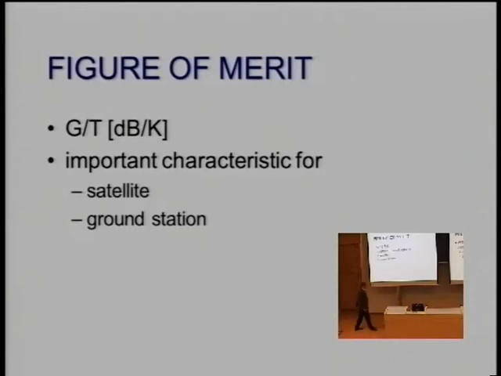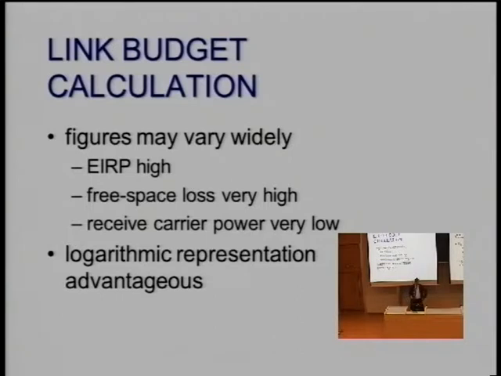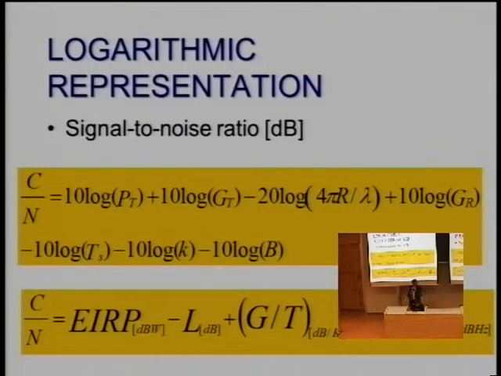For the satellite and the ground station, here's just a summary of what I just said. The EIRP can be very high. The free space loss is also very high. The received carrier power can be very, very low. Sometimes it's picowatts, and therefore the logarithmic representation is advantageous.